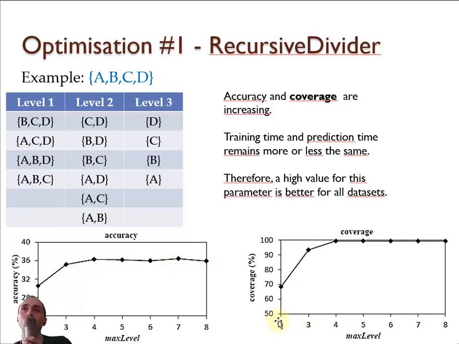And also, the more symbols we remove, what we call a max level, the more it increases the coverage. So the number of times we cannot make a prediction is about 30% if we remove up to 2 symbols. If we remove up to 4 symbols, then we have 100% coverage. We can always make a prediction. So this is really helpful.